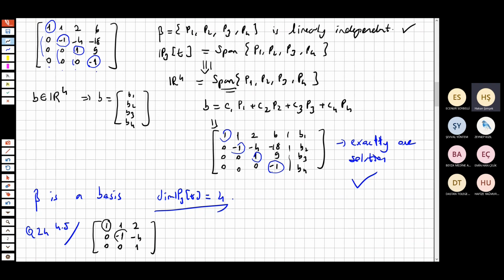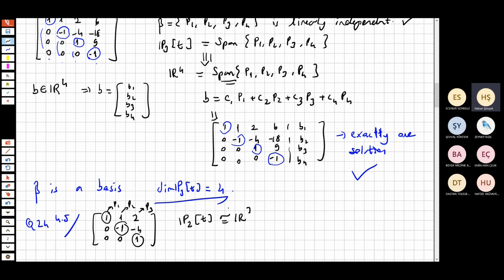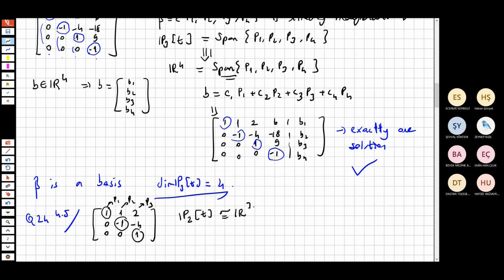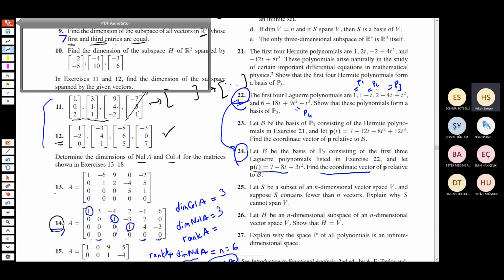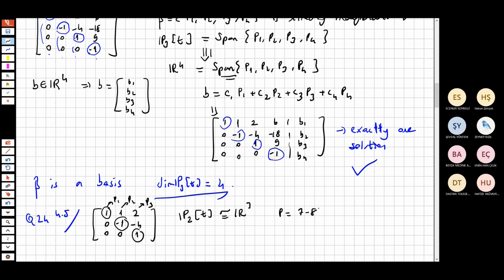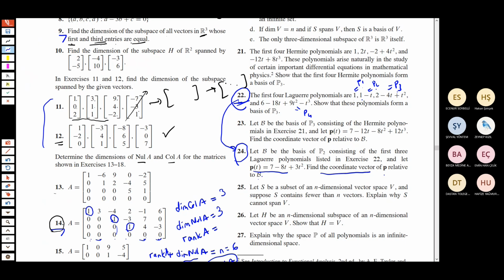And you can see they are again linearly independent, P1, P2, P3, for the polynomial space of degree at most 2. It is corresponding to R3. Also, when we look at the entries of the columns, we can see this equivalence, especially for the given polynomial P. What is the polynomial? Let's see here. 7 minus 8t plus 3t squared.